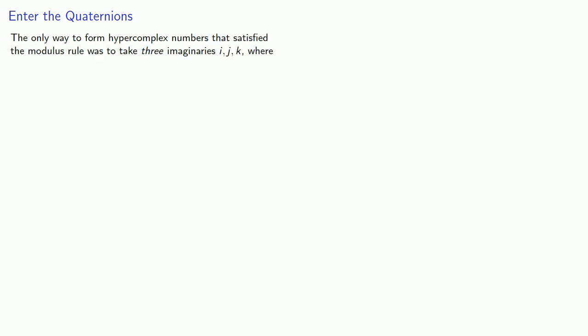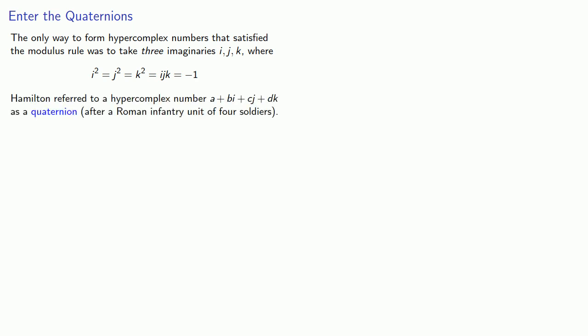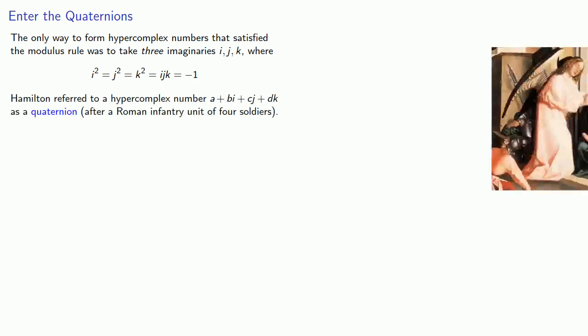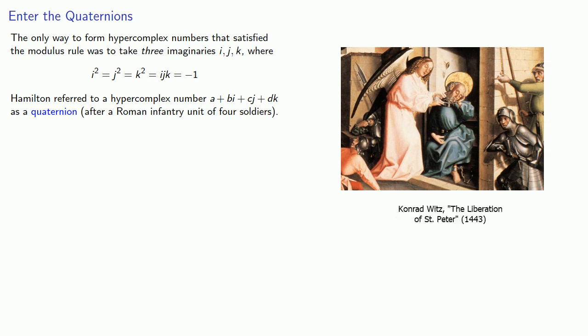And the result of all of this is a new type of mathematical object. The only way to form hypercomplex numbers that satisfied the modulus rule was to take three imaginaries, i, j, and k, where i squared, j squared, k squared, and the product ijk are all equal to negative 1. Hamilton referred to a hypercomplex number of this form as a quaternion, after a Roman infantry unit of four soldiers.